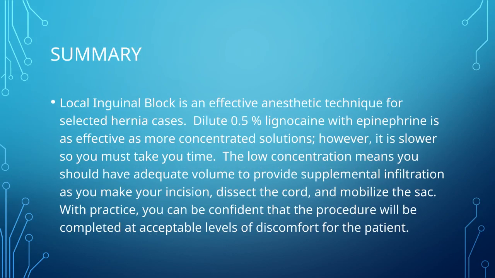Local inguinal block is an effective anesthetic technique for selected hernia cases. 0.5% lignocaine with epinephrine is as effective as more concentrated solutions. However, it is slower, so you must take your time. The low concentration means you should have adequate volume to provide supplemental infiltration as you make your incision, dissect the cord, and mobilize the sac. With practice, you can be confident that the procedure will be completed at acceptable levels of discomfort for the patient.